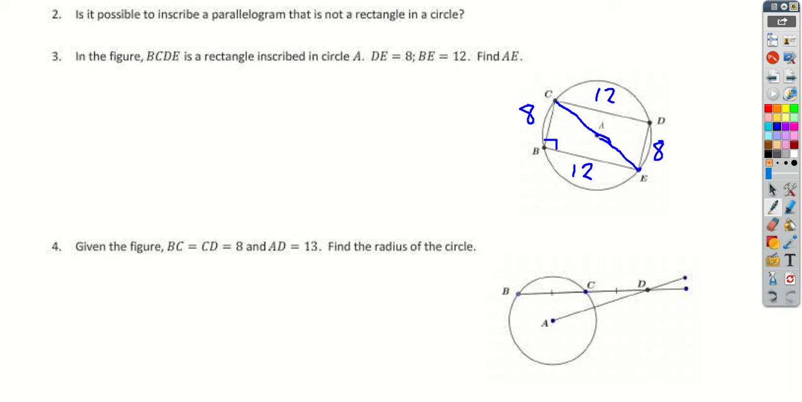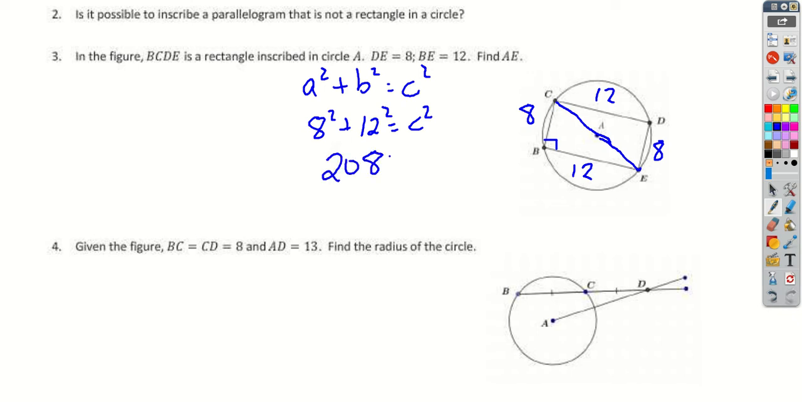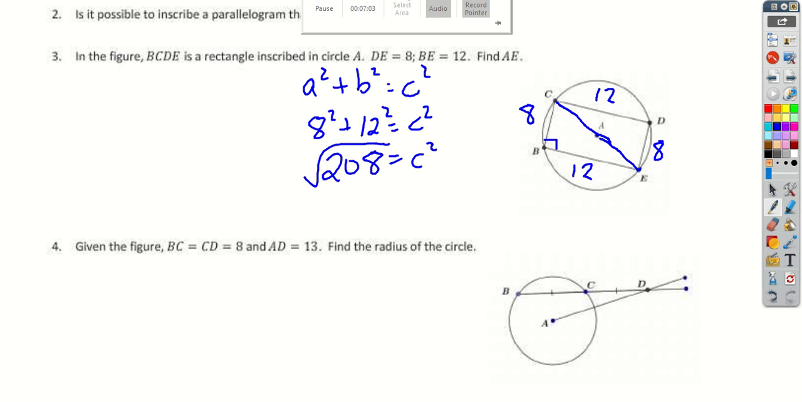All right, and then we're just going to use Pythagorean theorem. So a squared plus b squared is equal to c squared here. 8 squared plus 12 squared is equal to c squared. And then we can do the math from here. So 8 squared, 64, plus 144 is going to be 208. And then we're going to take the square root from here. Now, this is a decimal, so this is not going to work.